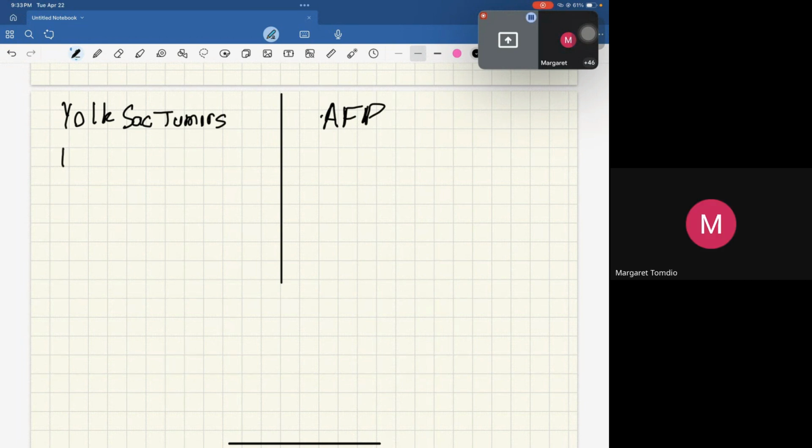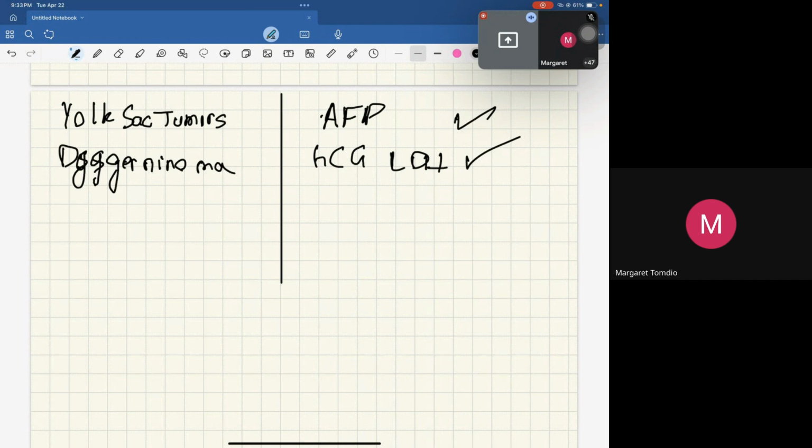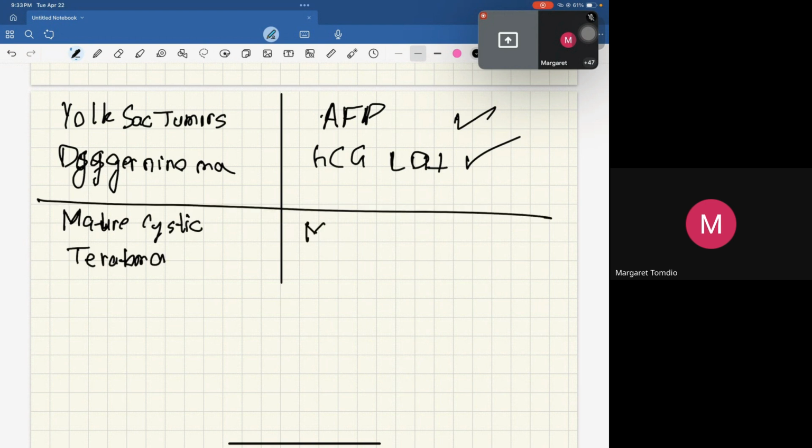In germinoma, HCG and LDH are elevated. These are the two most likely tested. The third one is mature cystic teratoma, which is known as a dermoid cyst. The most important thing about a dermoid cyst is that this is the most common ovarian tumor.